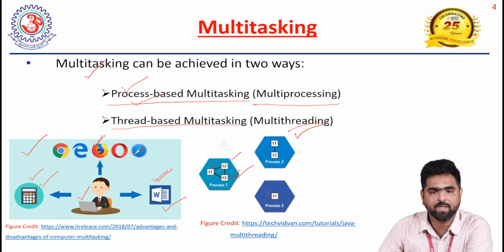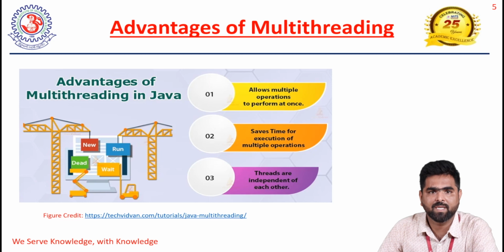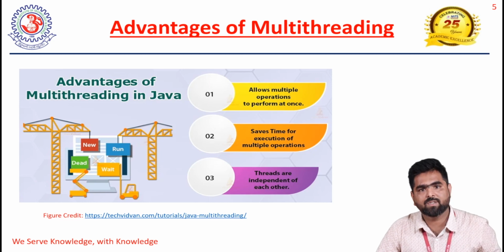So this is the difference between multi-processing and multi-threading. In multi-processing, we have multiple processes. Each process has its own memory. In multi-threading, we have multiple threads in a single process, and all the threads share a common memory.